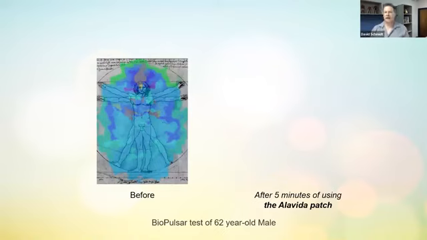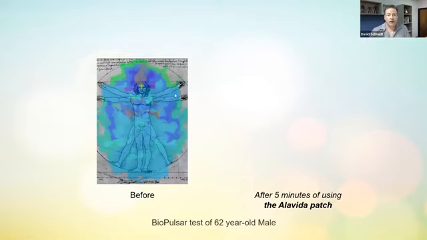So it'll take images and data from 50 different regions in the body. And then it distills that data down into a visual image where we can see what's going on with the bioelectrical field in the body. So it's very easy to interpret what's going on. And usually it takes months to change the bioelectrical readings. I'm going to show you what happens in 5 minutes of using Alavida.